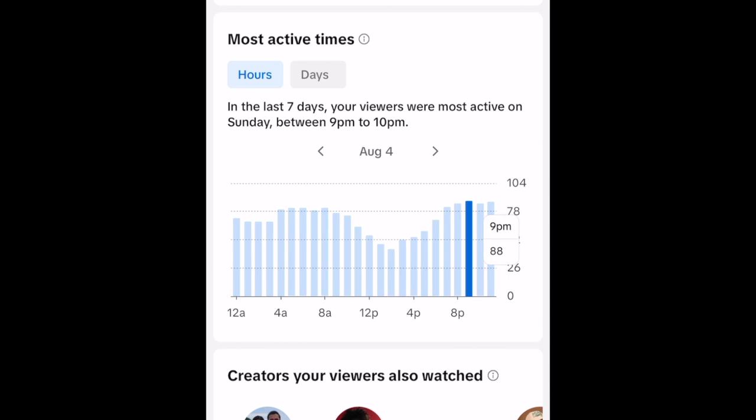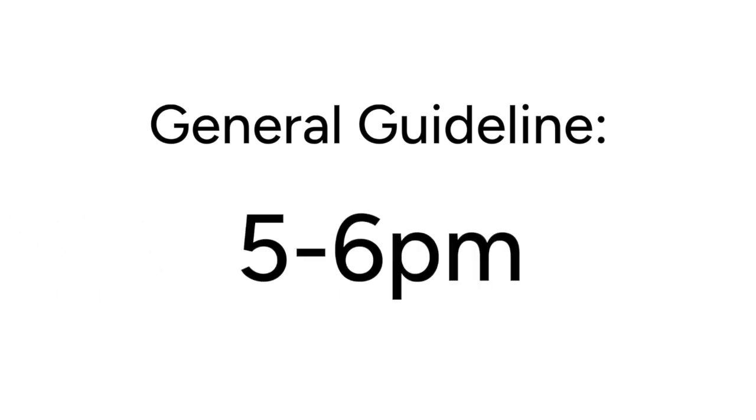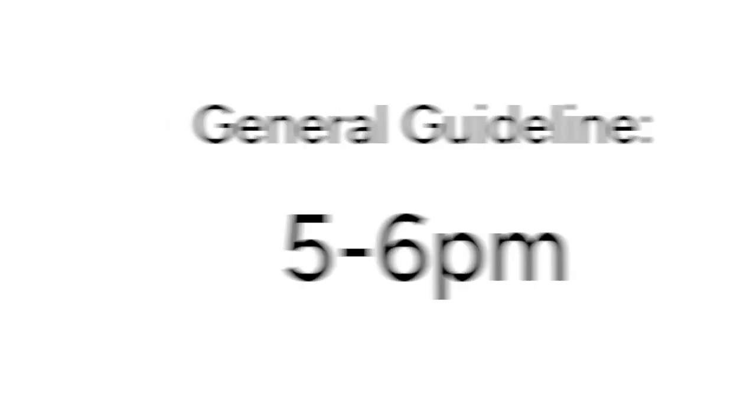Take note of when your viewers are most active and use this as a guide for when you should post. You'll want to post a little before your viewers are most active so they can see your content when they're active on TikTok. If you're looking for a more general guideline on times to post, from the research we've done, it seems like 5 to 6 p.m. is a fairly good universal time to post on TikTok regardless of time zone and niche. That's all it takes to find the best time for you to post on TikTok.